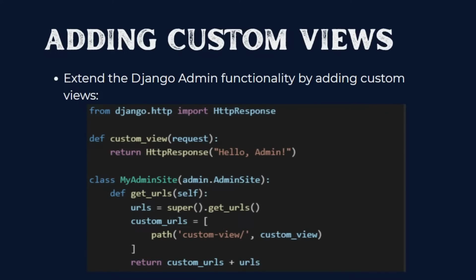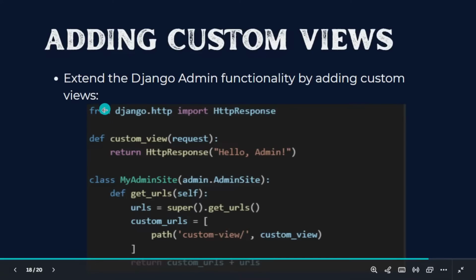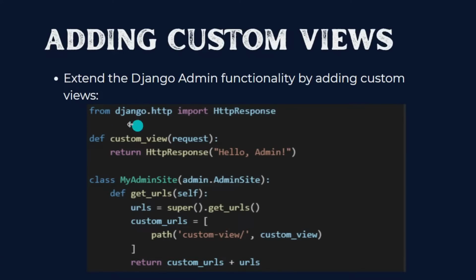Adding a custom view: if you want any extra design for the admin panel, we use this code in our views.py. First we need to import Django, and inside the Django framework we have an HTTP class, from which we import the HttpResponse object. After that, we mention a custom view function, and it will return an HTTP response showing hello admin whenever we load the admin URL.